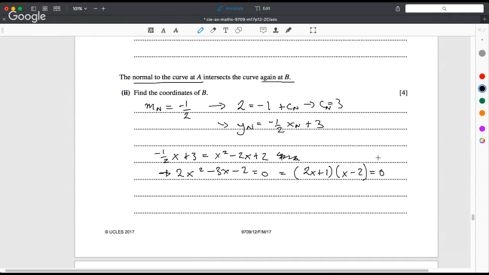And this has roots at x is equal to 2, that was the one at A that we already know about. And this other one, x is equal to minus 1/2, and that's the other root, in which case y is equal to 13 on 4. So the coordinates of B are (-1/2, 13/4).